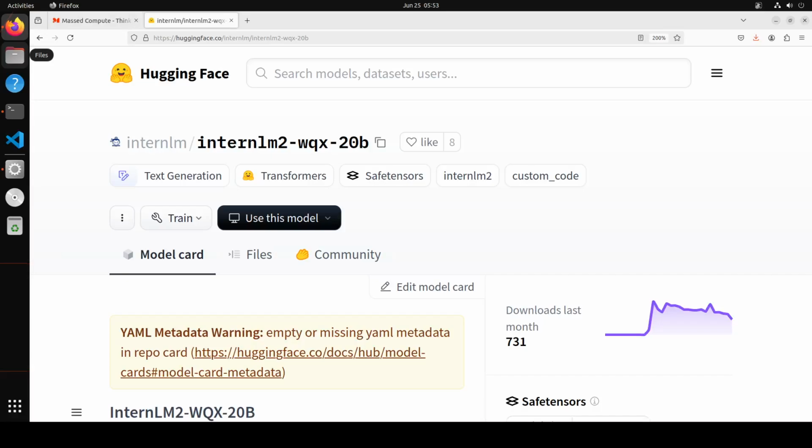InternLM has just released a model. The size is 20 billion, but they are claiming that this model has beaten GPT-4o on various tasks. I know a lot of models are claiming that, but there is more to it.